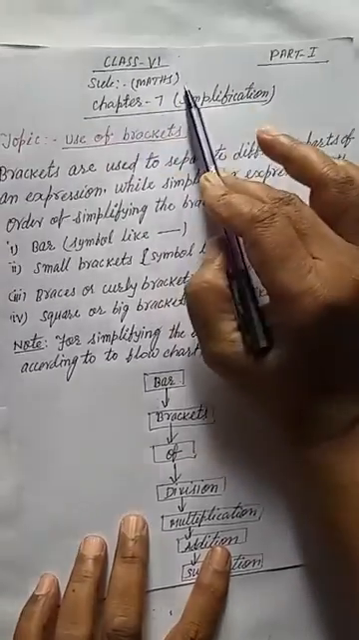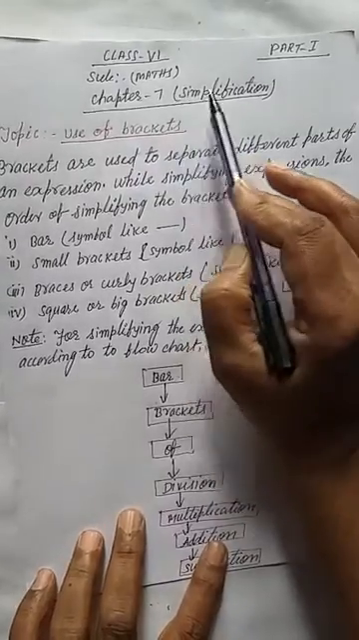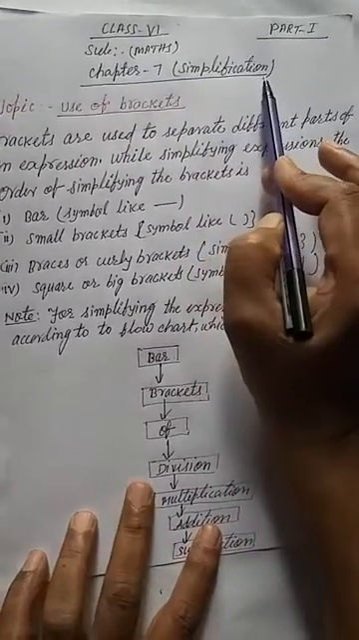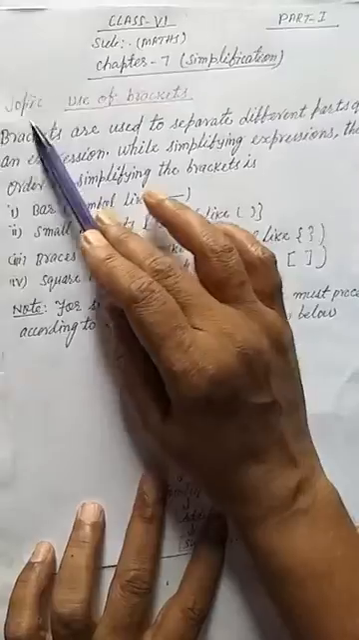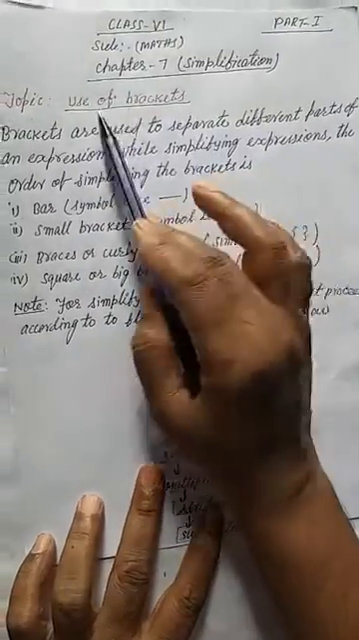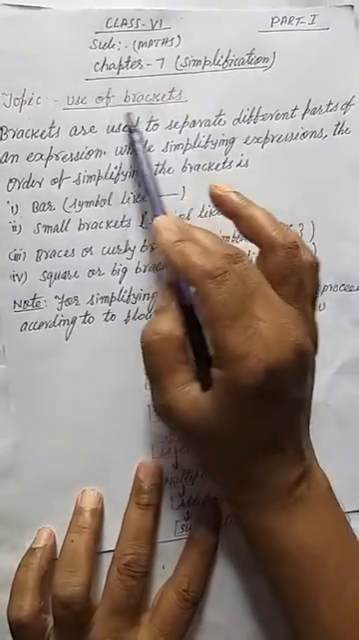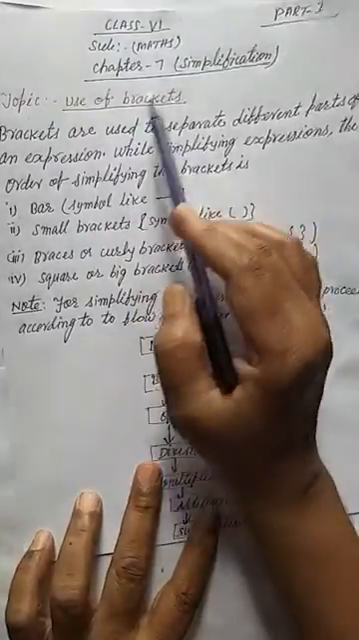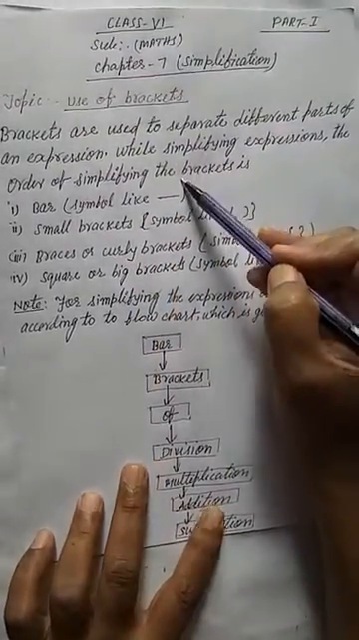Class 6, subject math, chapter 7. The name of the chapter is simplification. Okay students, today our topic is use of brackets. You already know, and I taught you regarding the bracket, but now I am going to revise once again.